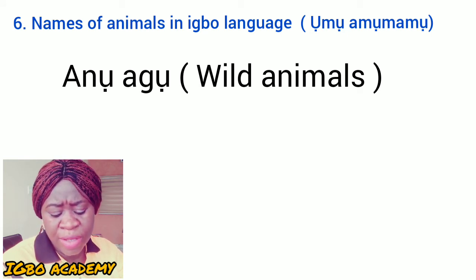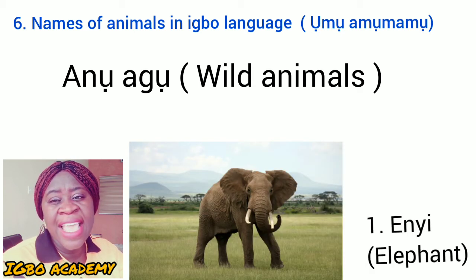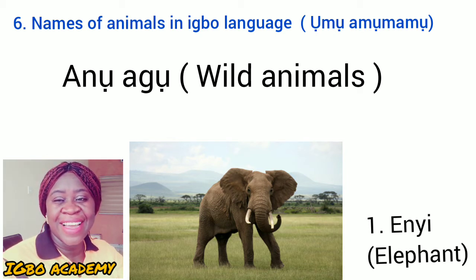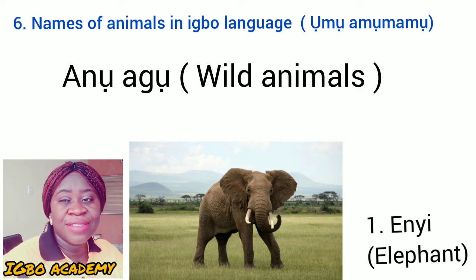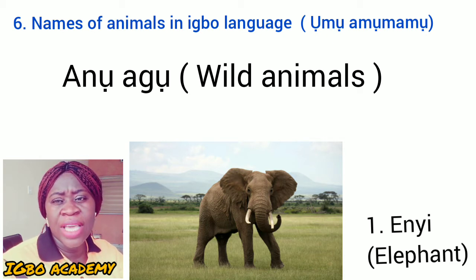Examples of these animals are: Number 1, the elephant. And the elephant is called Enyi. You know there's a state in Nigeria where we have Enyimba. That's elephant of the place, of the people. Elephant is called Enyi.